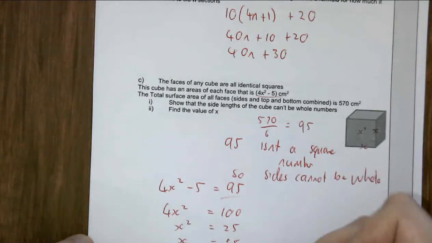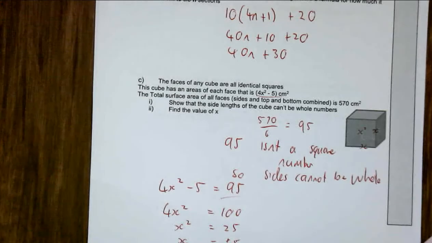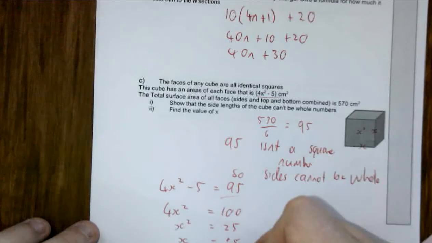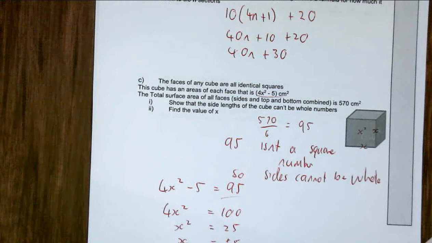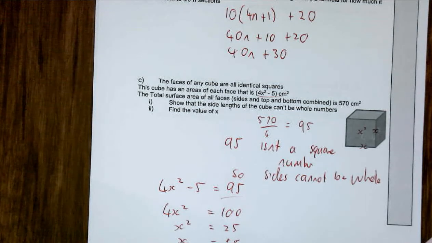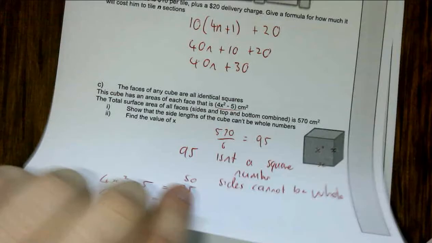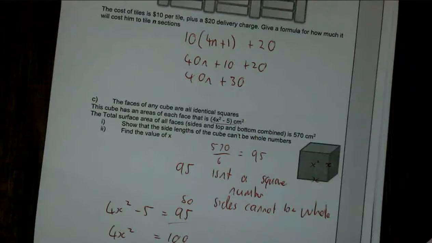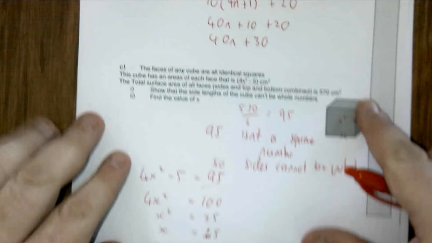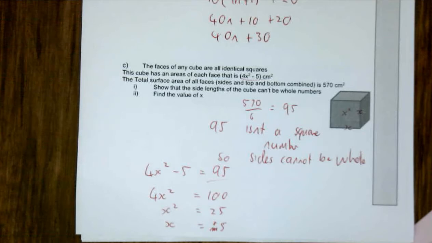5, or negative 5. But we're talking about distances, so you don't need that negative value. You can't have a side length which is negative. So just plus 5 for that one. Right. Any questions on that? Just that, the square root of 25 is 5. Just the positive value is all we need.